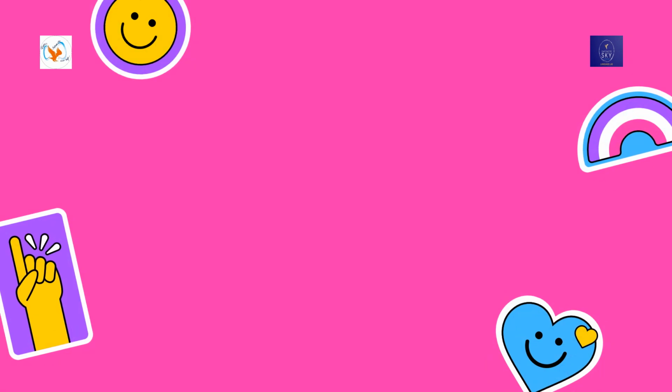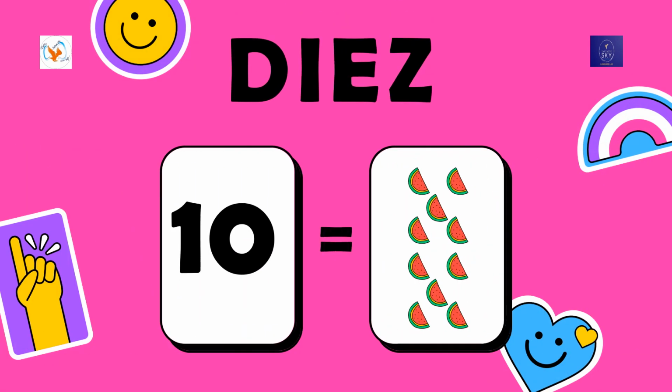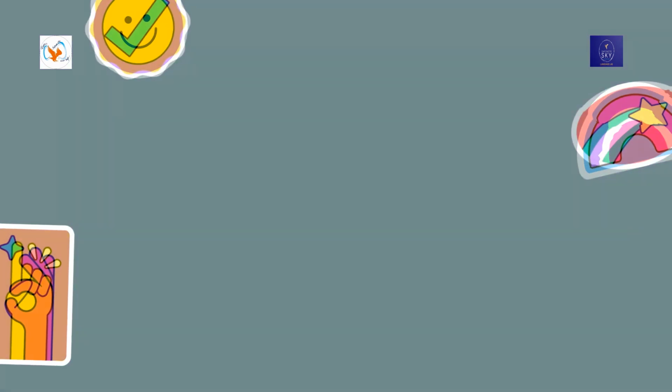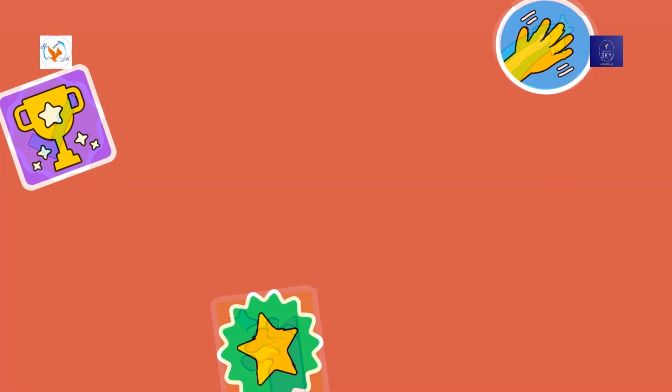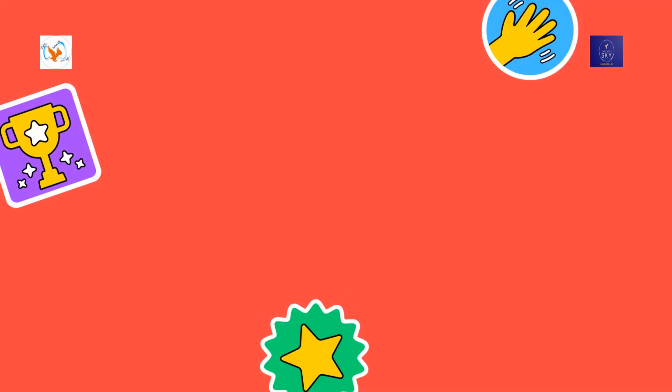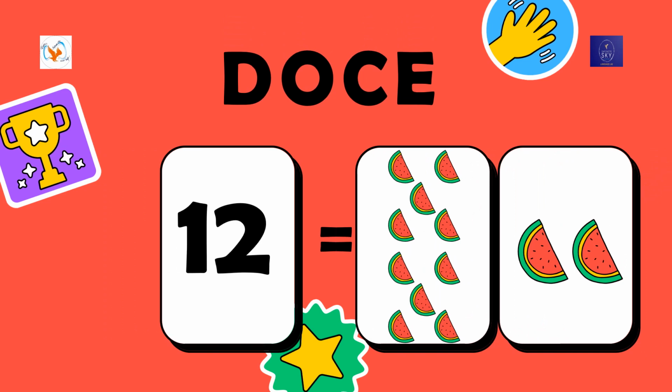Let's move on to number 10. It is pronounced as diez. Diez. Next up, we have 11. In Spanish, it is pronounced as once. Once. Now, 12, which is pronounced as doce. Doce.